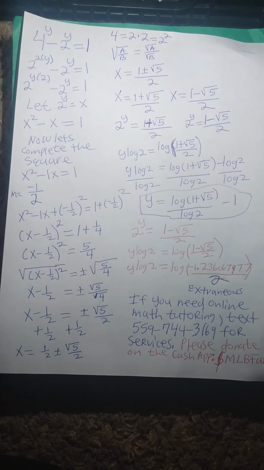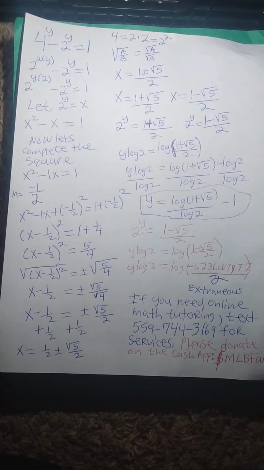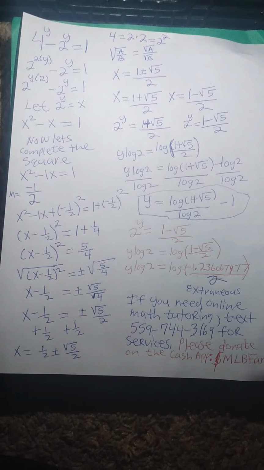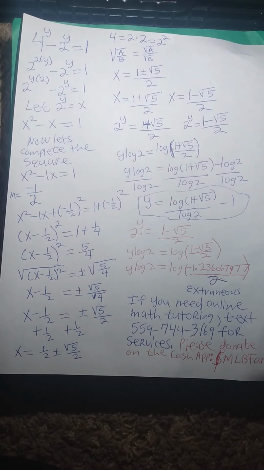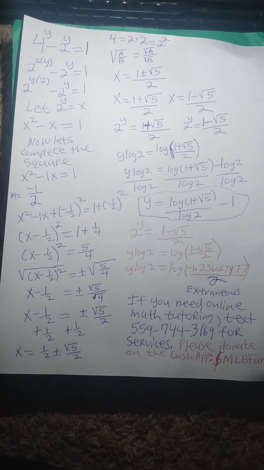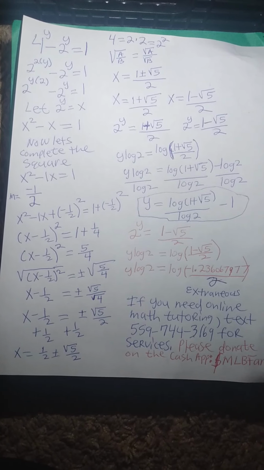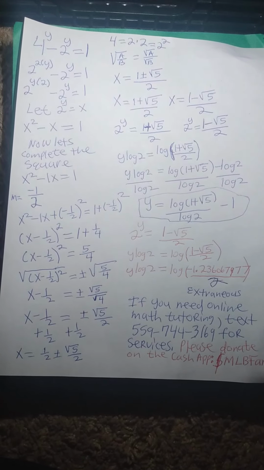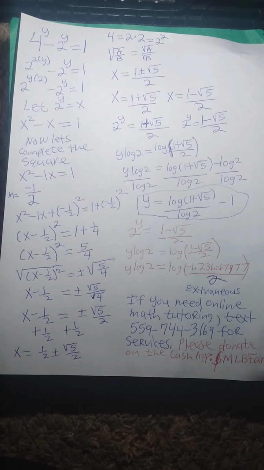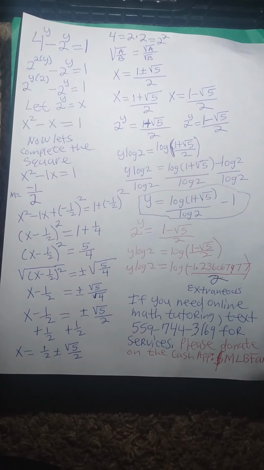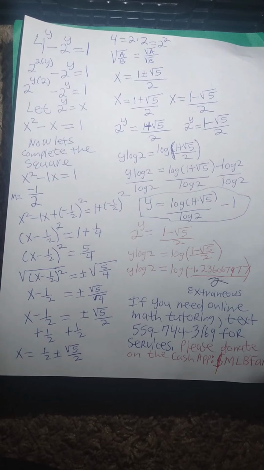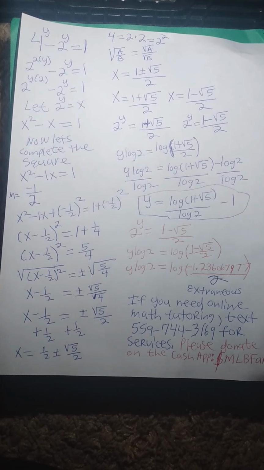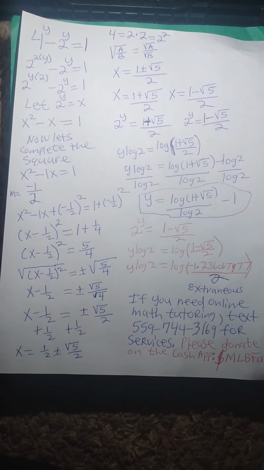Now we need to replace x with 2 to the power of y that we substituted for earlier. So 2 to the power of y is equal to 1 plus the square root of 5 divided by 2, and 2 to the y is equal to 1 minus the square root of 5 divided by 2. So now we're going to use logs to solve these two equations. So we bring the power of y down and state y log 2 is equal to log of 1 plus the square root of 5 divided by 2.